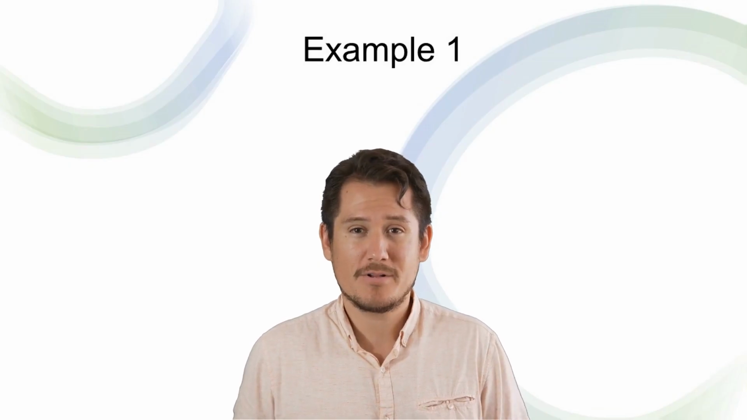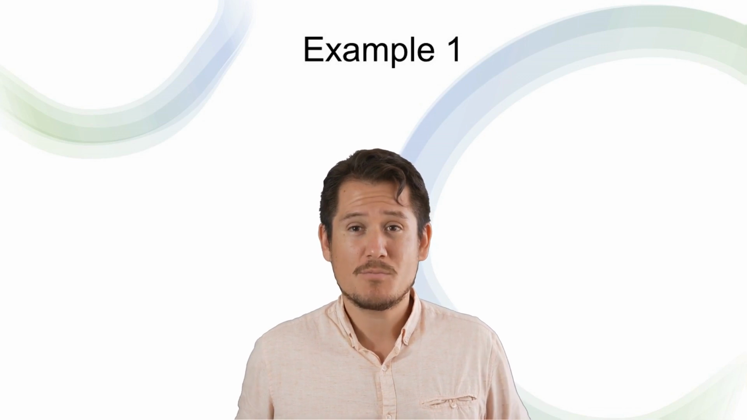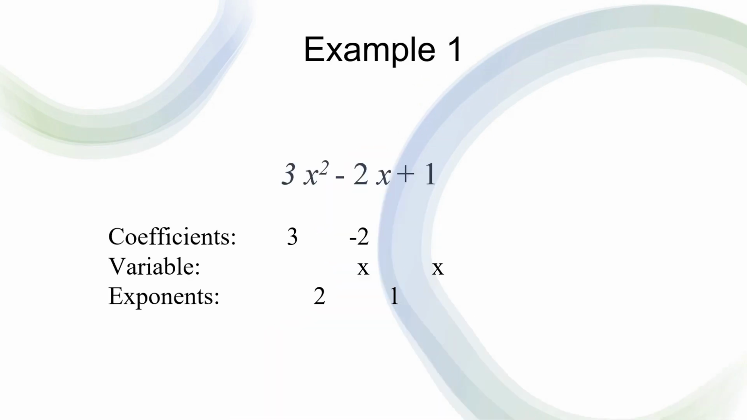Let's demonstrate polynomials. Example 1, let's start with a simple polynomial: 3x squared minus 2x plus 1. In this expression, 3x squared is a term, 2x is another term, and 1 is a constant term. The variable in the first term, 3x squared, is x, the coefficient is 3, and the exponent is 2. The variable in the second term, minus 2x, is x, the coefficient is minus 2, and the exponent is 1. The third term, plus 1, is a constant term with no variable or exponent.